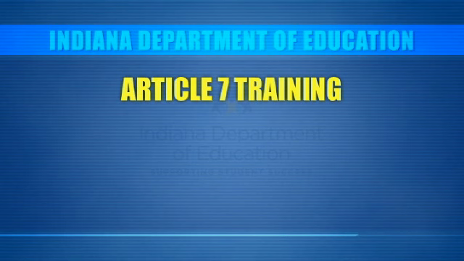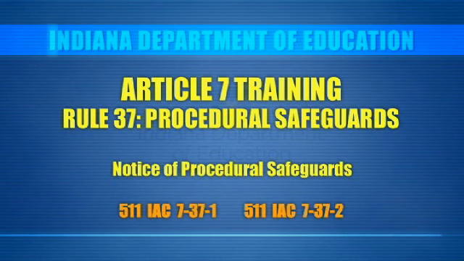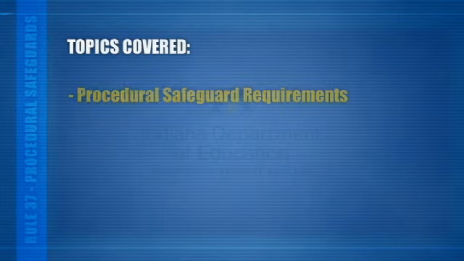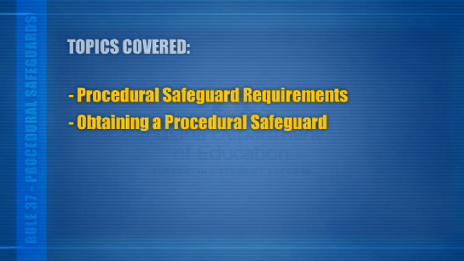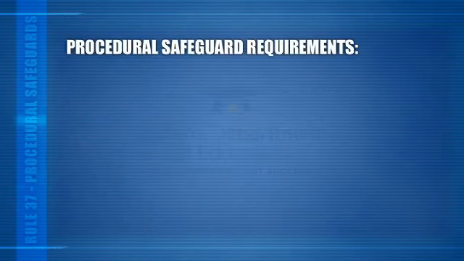Article 7 Training, Rule 37, Procedural Safeguards. Notice of Procedural Safeguards. Topics covered in this video will be procedural safeguard requirements, when and how a procedural safeguard is obtained, and what information is contained within the Notice of Procedural Safeguards.